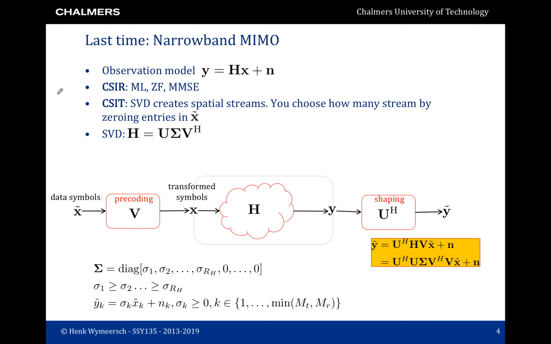Last time we focused mainly on the narrowband MIMO model. It's given by the expression on the top, where H is a channel matrix. This is a complex matrix of size MR by MT, where MR is the number of receive antennas, MT the number of transmit antennas.